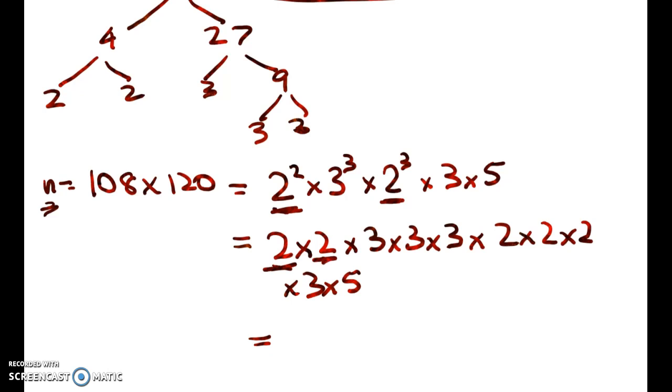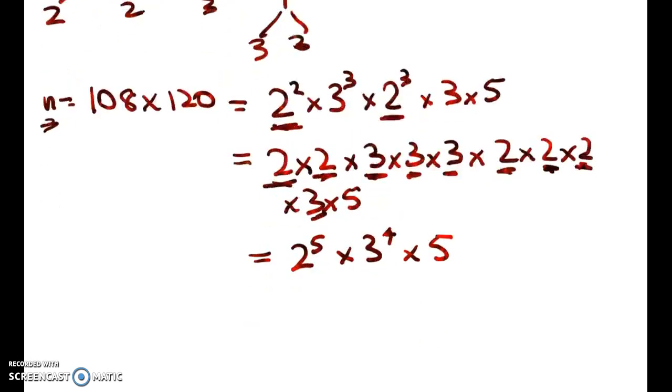We're going to say, how many lots of 2 have I got? Well, I've got 2 times 2 times 2 times 2 times 2. So that's 2 to the power of 5. I've got 3 times 3 times 3 times 3. That's 3 to the power of 4. And then I've got times 5. So we're done. Okay, we've written n as a product of its powers of its prime factors, and we've also done it in index form.